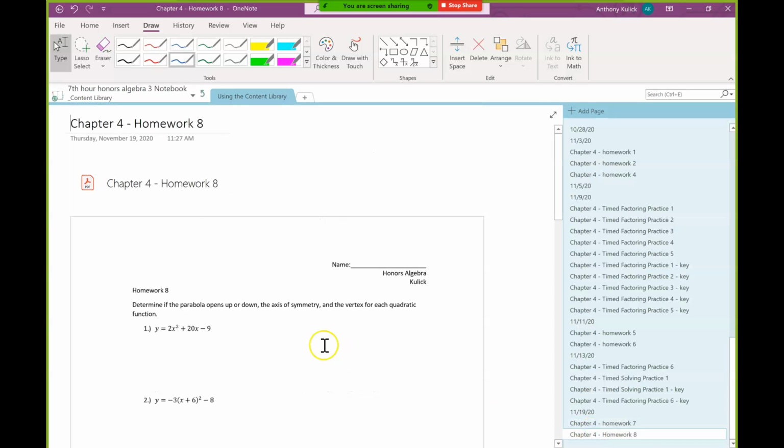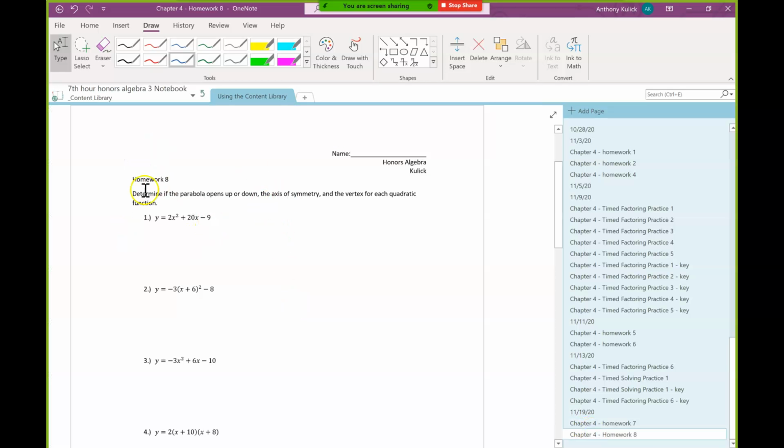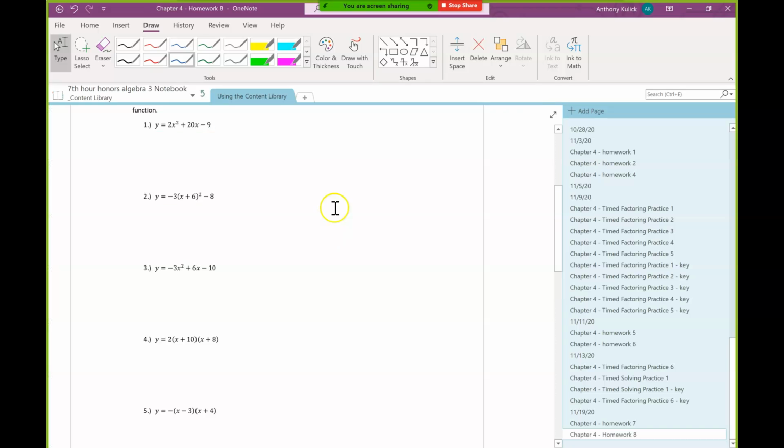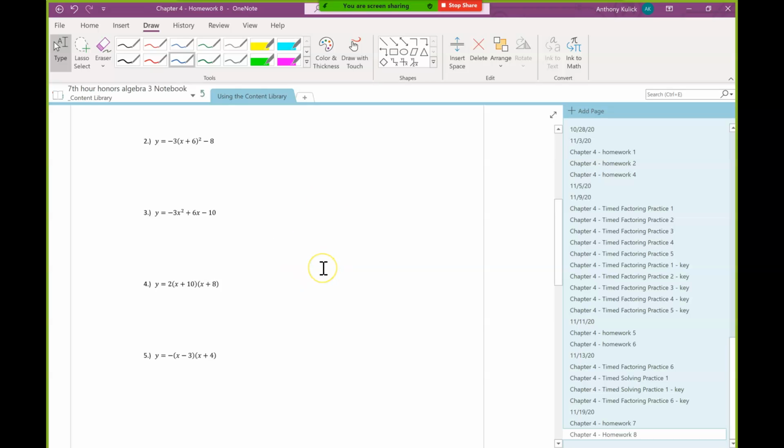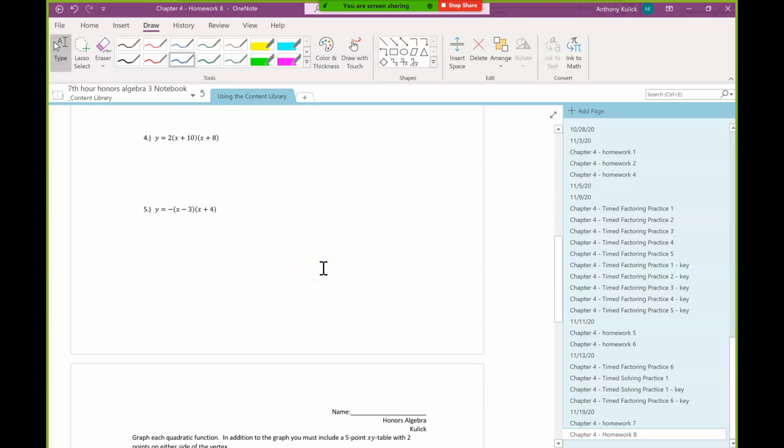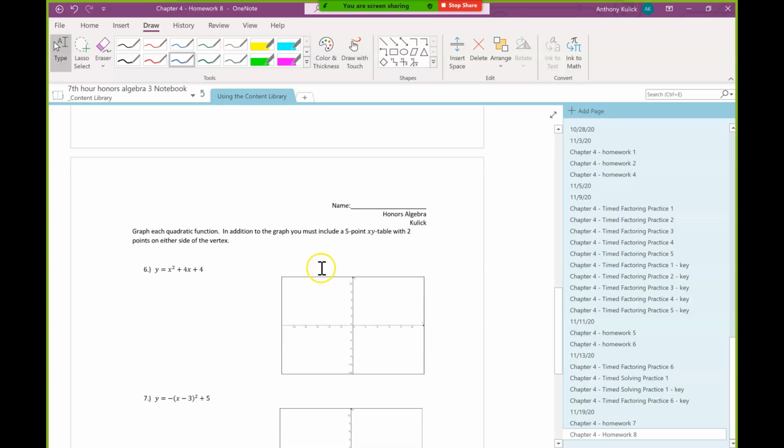And then homework 8, I have 5 problems where I ask you to determine whether the parabola opens up or down, just looking at the a value. Write down the axis of symmetry using your formulas, and then find the vertex of the quadratic, which we talked about how to do also. I don't need you to graph these first 5, you're just doing those 3 things. So that should be pretty easy and pretty fast.